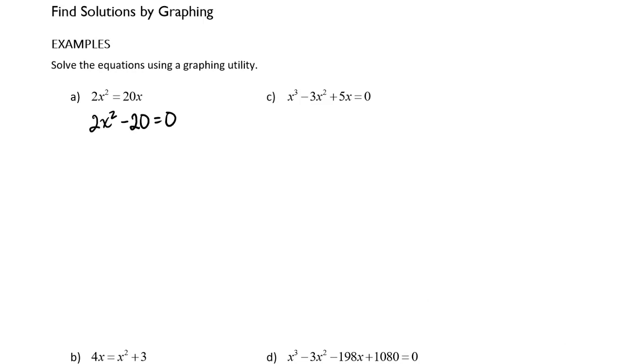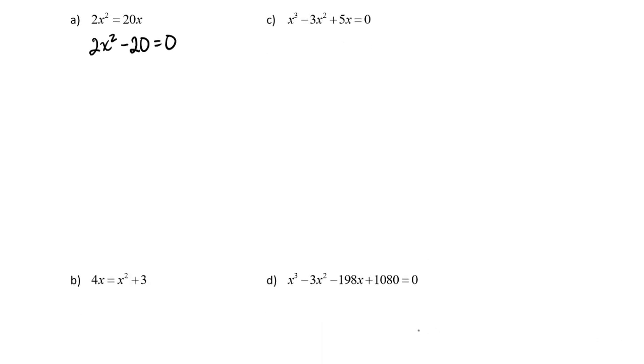Let's take a look at the next one down here. We have 4x equals x squared plus 3. So let's bring that 4x over. And I'm going to write these in descending order of exponents. So that will give me 0 is equal to x squared minus 4x plus 3. And then this last one here, x to the third minus 3x squared minus 198x plus 1080 equals 0.